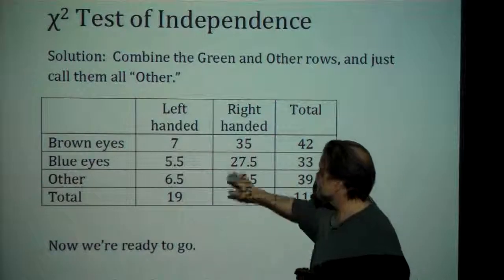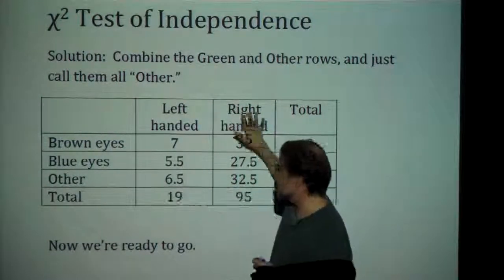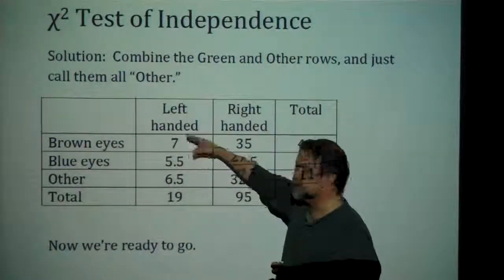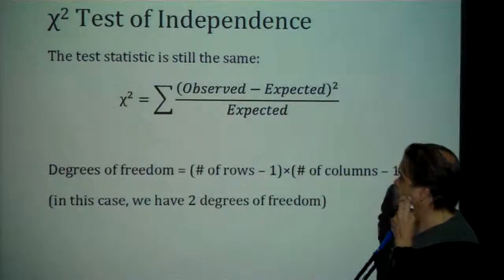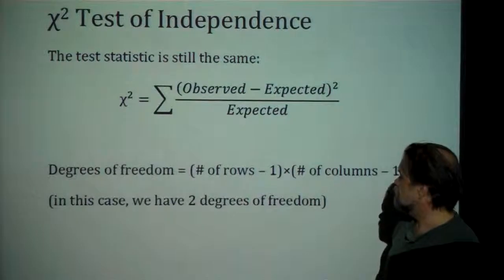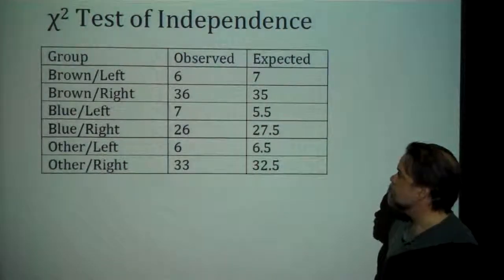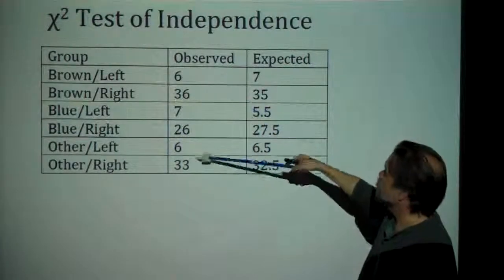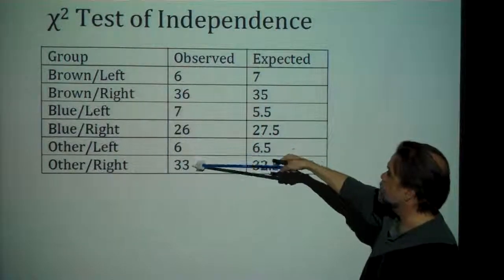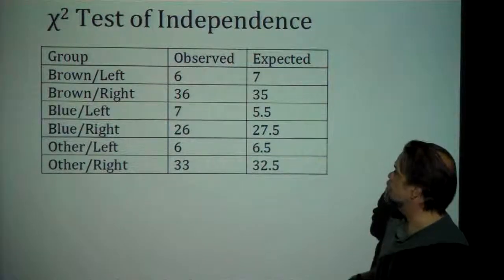Another way you can do that is just cover up the last row and the last column, and just count how many cells you've got left. 2. All right. So this is a chi-squared test with 2 degrees of freedom. Now I would just take all my different values. Those are our observed values. Those are our expected values.